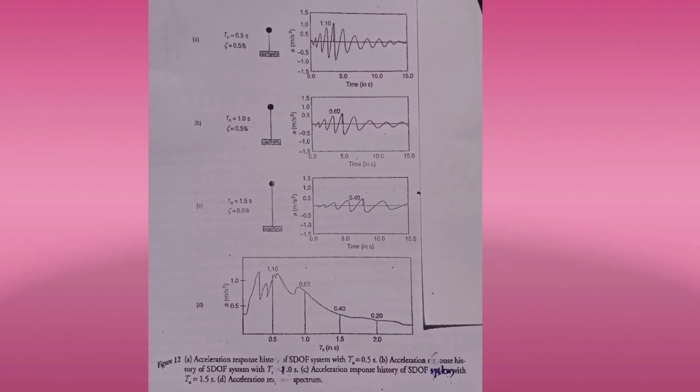For any infinitely rigid structure, the natural period Tn is equal to 0. At that time, the mass does not experience any motion relative to the base. It means the natural period of the structure is 0, which means the mass does not experience any motion relative to the base.